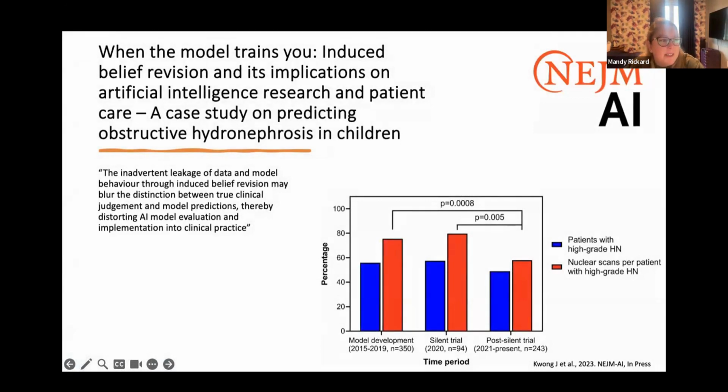So the previous slide listed the numerous known types of machine learning bias. And as responsible machine learning researchers and clinicians, it is important to continue to be aware of potential new biases that can be introduced. This paper is in press at the New England Journal of Medicine AI edition.